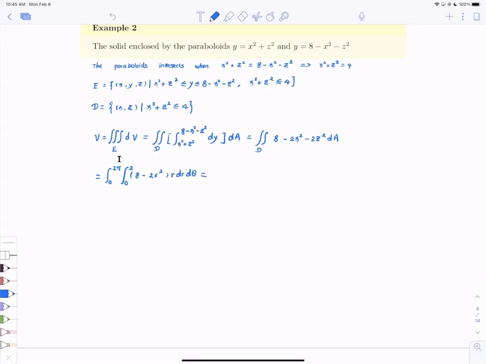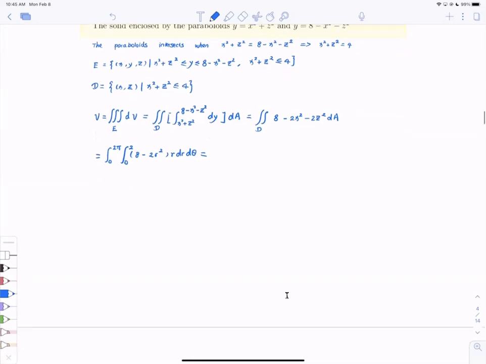Any question about this one? Does anyone have any question about this question? Okay, if not, let's do example 3.